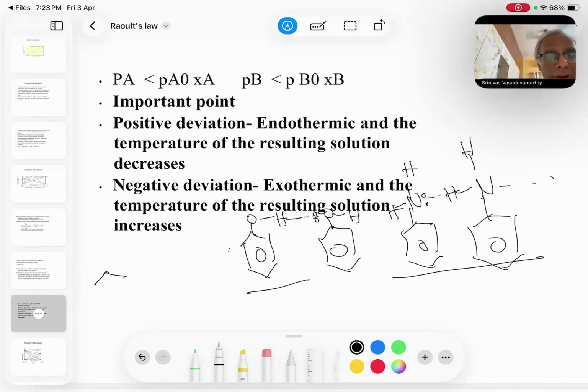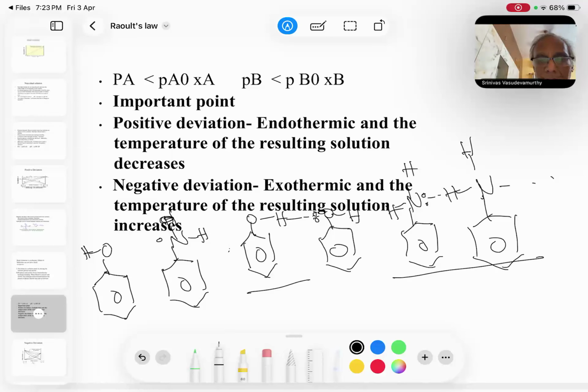So I've taken phenol, C6H5OH. Then I'm taking aniline, C6H5NH2 here. Aniline I have taken, C6H5NH2. Sorry, NH2 I can write here. One minute.